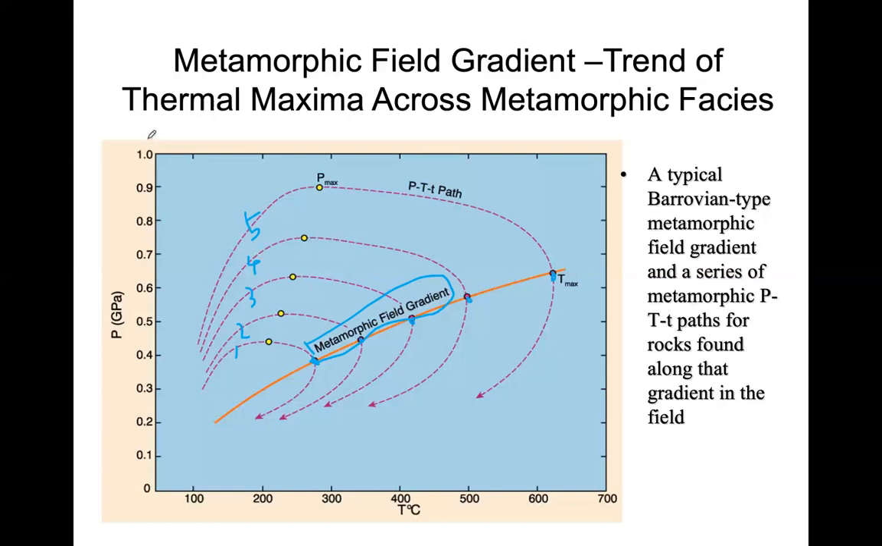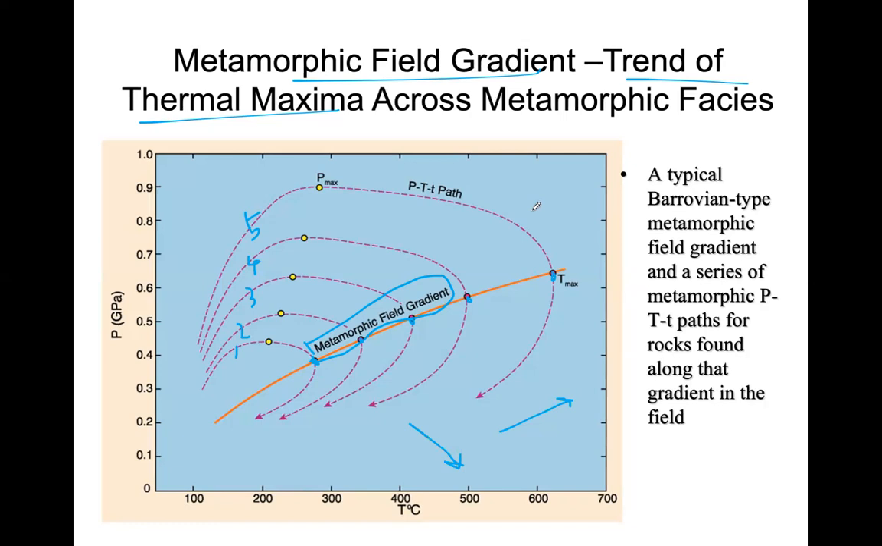So another term for this is thermal maxima. Thermal maxima means the maximum temperature points, right? That is what you refer to as the field gradient. This is also important, because this trend is important to know whether it is a temperature and pressure increasing trend, or a temperature and pressure decreasing trend, right? And also whether it is temperature sensitive or pressure sensitive.